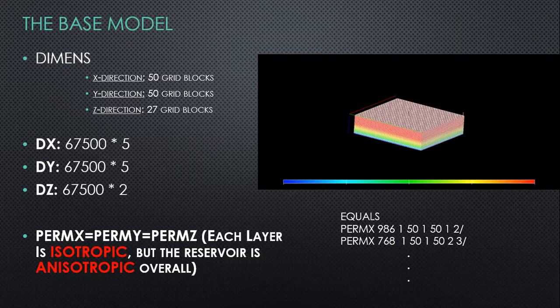We also have the PERMX, PERMY, and PERMZ keywords. They are used to represent the grid block permeabilities in X, Y, and Z directions. And since the reservoir is assumed to be homogeneous isotropic, the permeability in all directions is uniform, meaning that PERMX is equal to PERMY is equal to PERMZ. We also have the EQUALS keyword, which is used to replace or assign the value of a property for a box of cells within the grid.